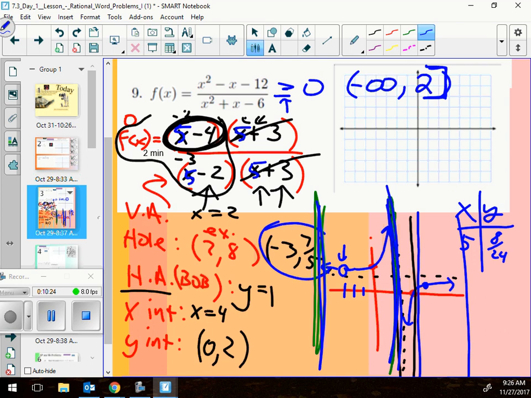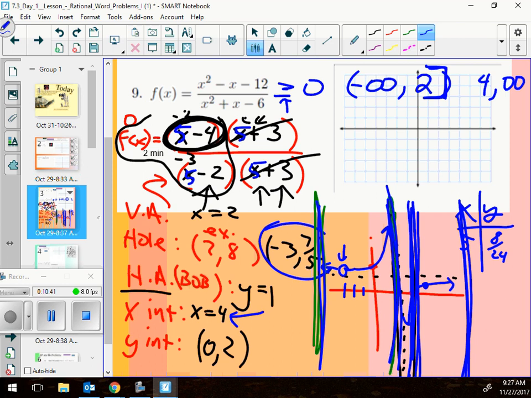And then the other zone where it goes above 0 is in here, and that was from the asymptote. No, that was from 4, the x-intercept. There you go. The x-intercept was where y is 0. So from 4 to infinity.